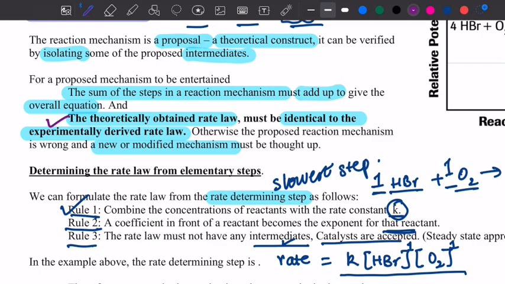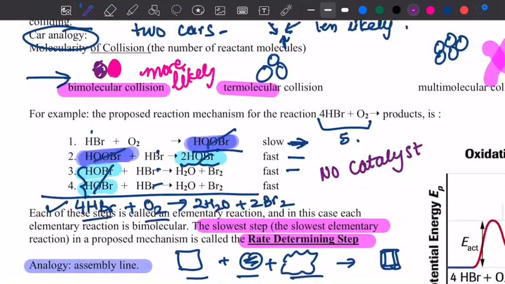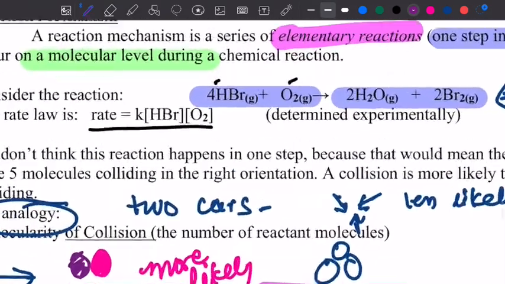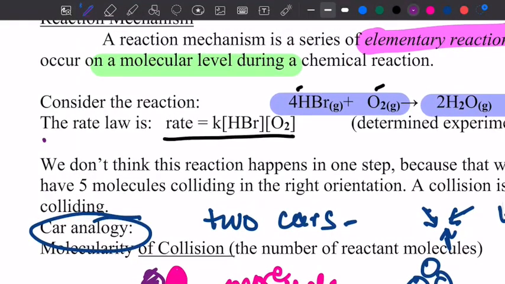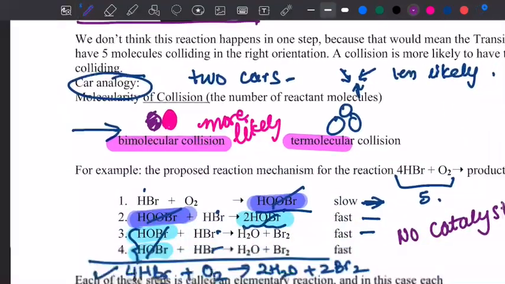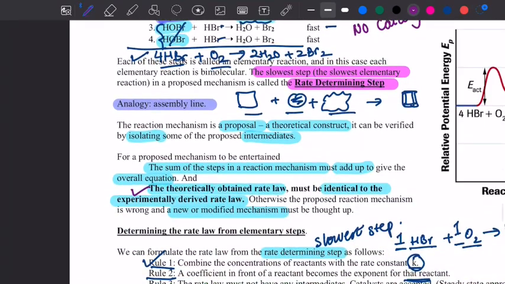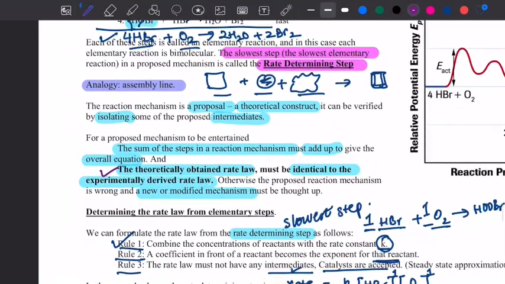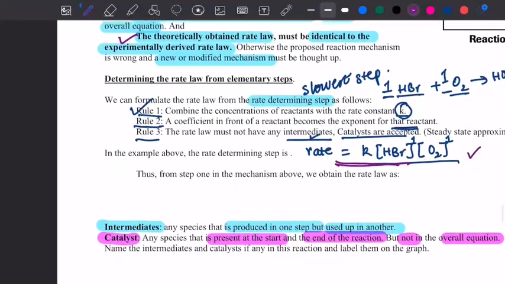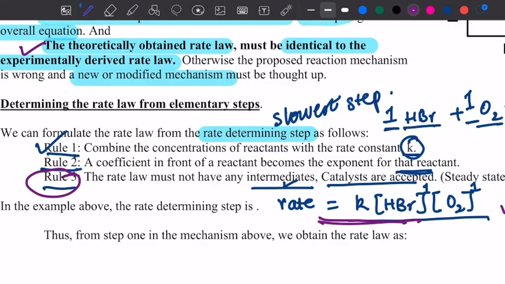Now, for this mechanism to be correct, the theoretically obtained rate law, which is here, must be identical to the experimentally derived rate law. So if you actually went into a lab, let's find out what that experimentally determined rate law was. Oh, wait, we have already been told that the experimentally determined rate law is this. So since our theoretical rate law agrees with the experimental rate law, we can accept this mechanism and say this is a probable mechanism. So I think the first two rules are clear enough.